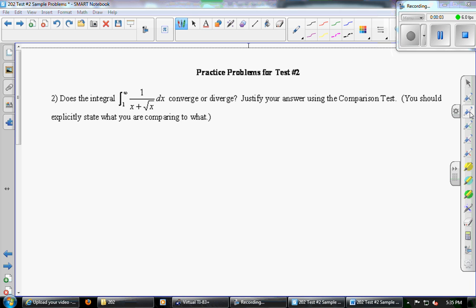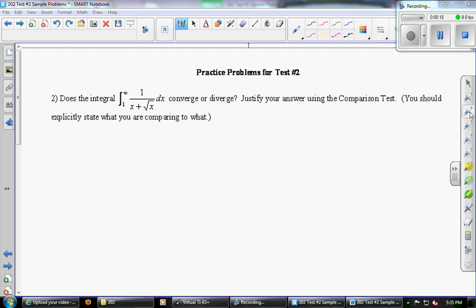This is problem number 2 on the practice problems for test number 2. Does the integral from 1 to infinity, 1 over x plus square root of x dx, converge or diverge? Justify your answer using the comparison test. You should explicitly state what you are comparing to what.